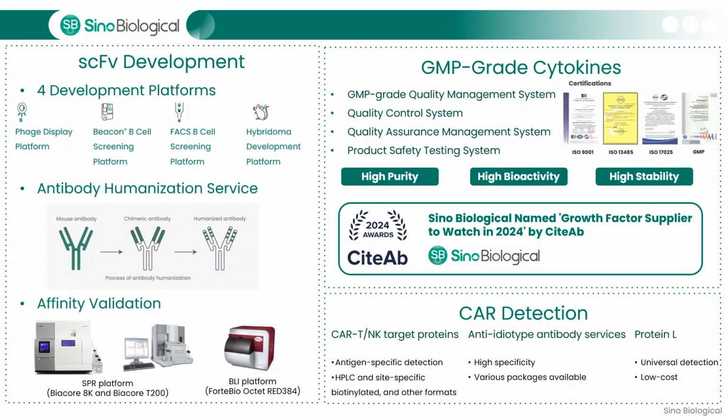As we know, during the CAR T and CAR NK production, there are several key factors that determine the success of CAR T and CAR NK products. Sino Biological is providing products and services to help our customers overcome all the challenges and get the best result. To facilitate the discovery of the scFv, we have 4 platforms, as I mentioned, including phage display, Beacon B cell system, FACS B cell screening, and hybridoma platform.